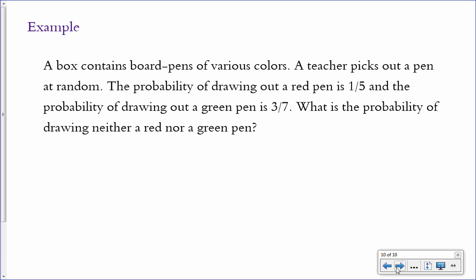That's talking about the region out here. So this is pretty simple. I just need to establish what 1 minus 1/5 minus 3/7 is. To get a common denominator here, I'll use 35, which means this is 7 out of 35. Times 5, so 15 out of 35. So 35 minus 7 and minus 15 puts us at 13 out of 35 chance of getting neither red nor green.